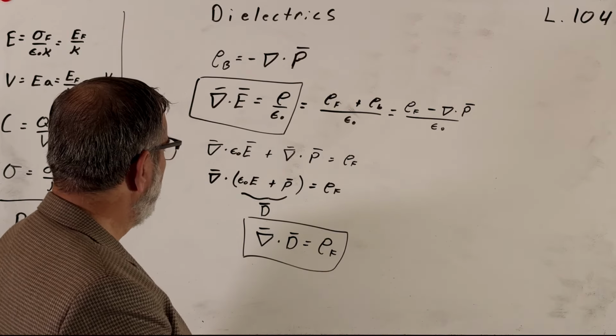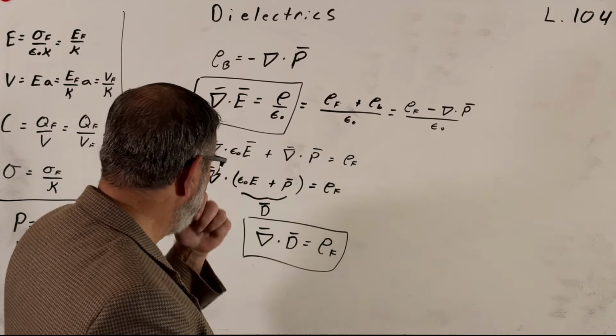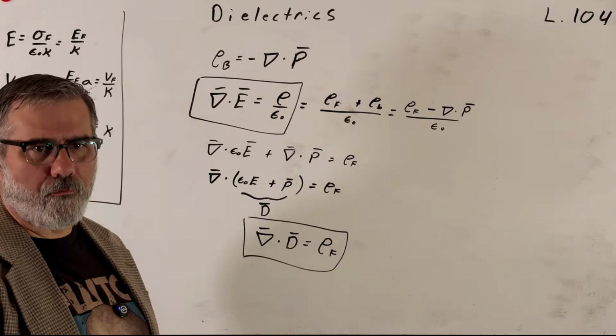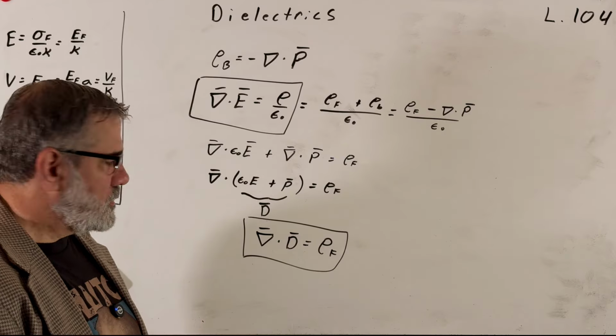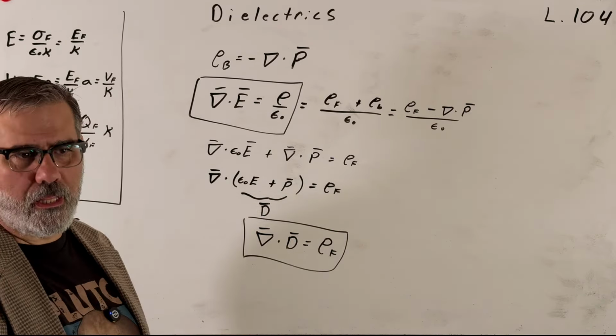Okay? So del dot E is equal to rho over epsilon naught. Del dot D is equal to rho F, the free charge density. Okay? So here you don't have to worry about any bound charges at all. We kind of build it into this new field D. Does that make sense?